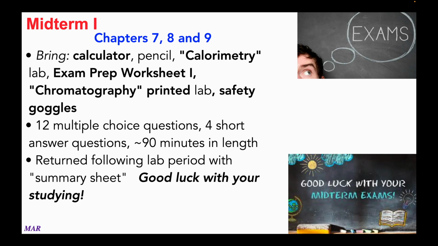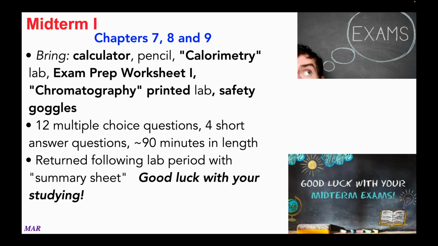You'll also want to bring a printed copy of the chromatography lab. We will have a lab after the midterm. It'll be the chromatography lab. You'll be ready to go, and bring your safety goggles. The midterm exam, I plan on being 12 multiple choice questions and 4 short answer questions, and it should take about 90 minutes to complete. It should be good to go.